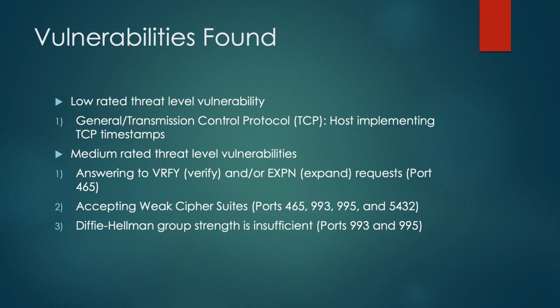Secondly, these services are accepting weak cipher suites. These services include port 465, which is the SMTPS service, port 993, which is the IMAPS service, port 995, which is the POP3S service, and port 5432, which is the PostgreSQL database. The last medium-rated level vulnerability found was that the Diffie-Hellman group strength is insufficient, and this was found across two services, IMAPS and POP3S.